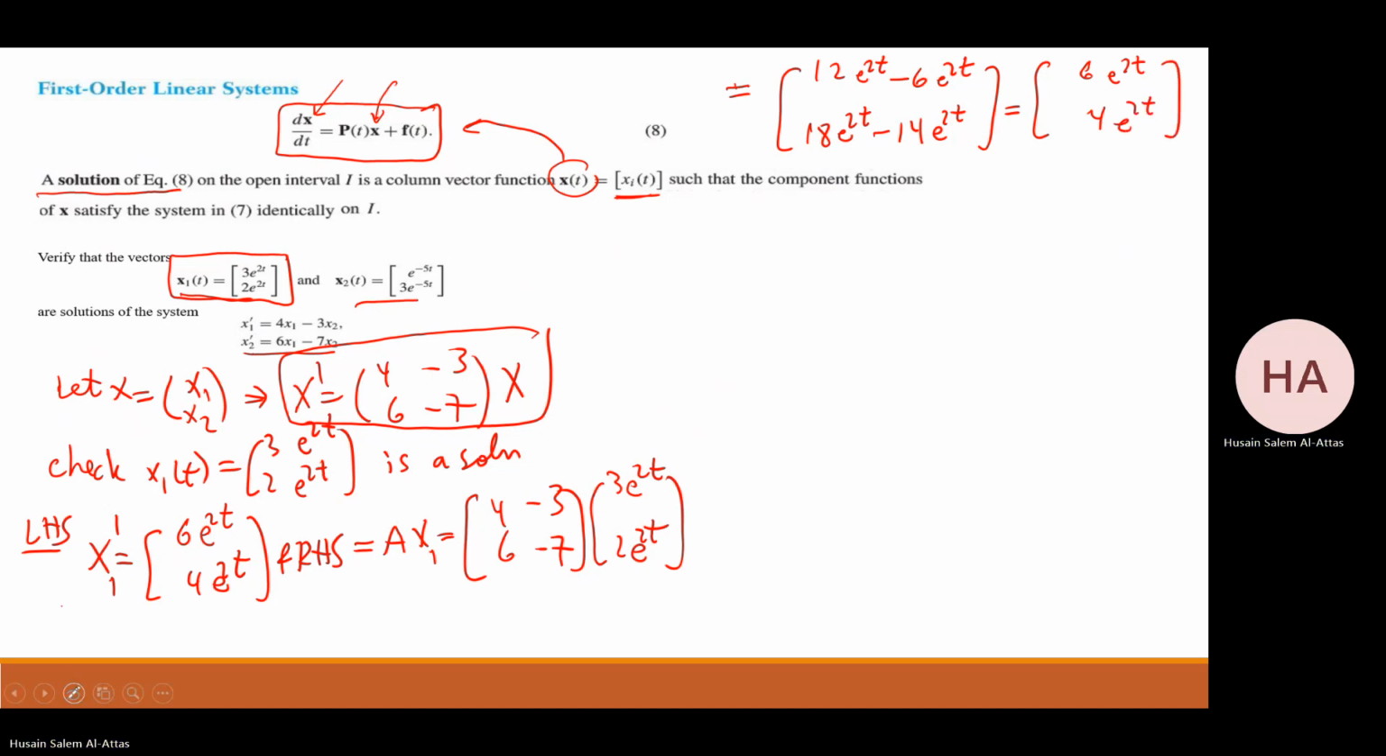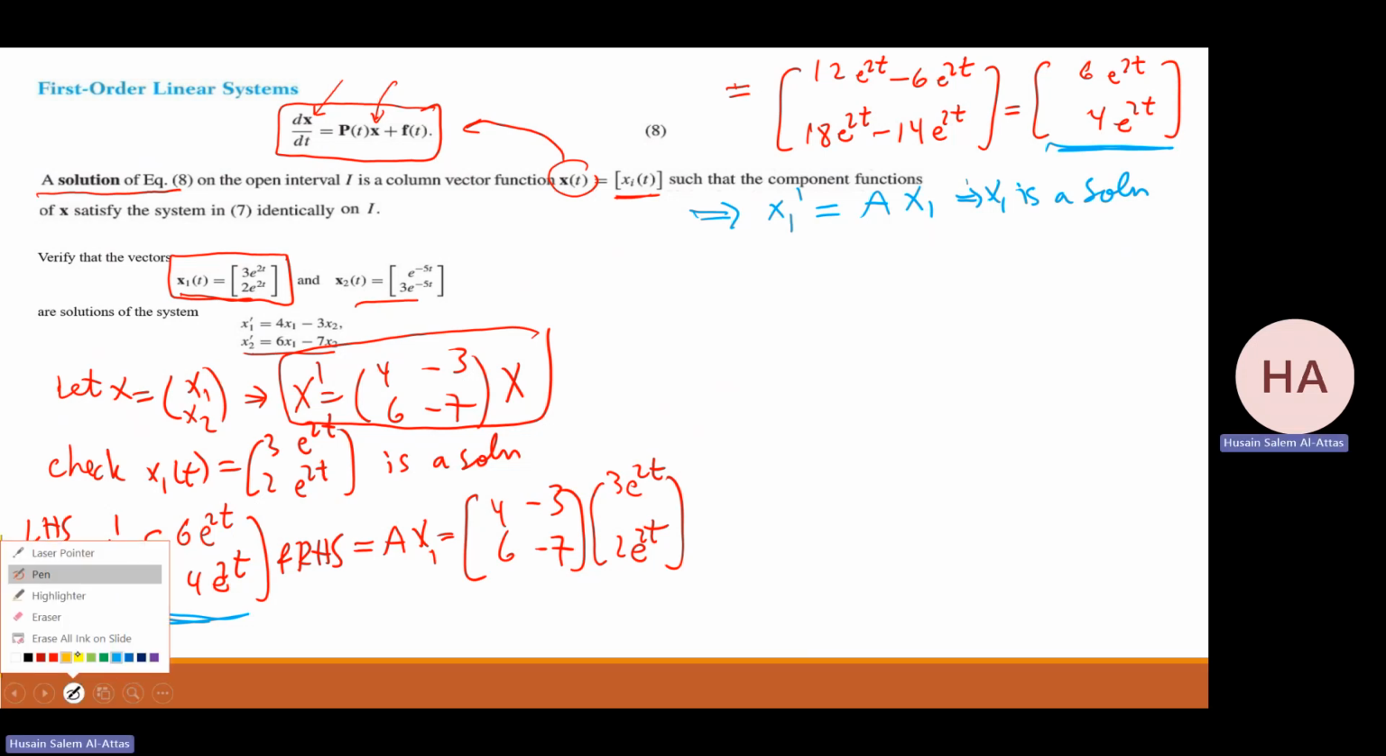Note, this one is the same as this one. So I have x1 prime equal A x1. So it's a solution. So x1 is a solution. It satisfies the system of differential equations. Okay. That works out x1.